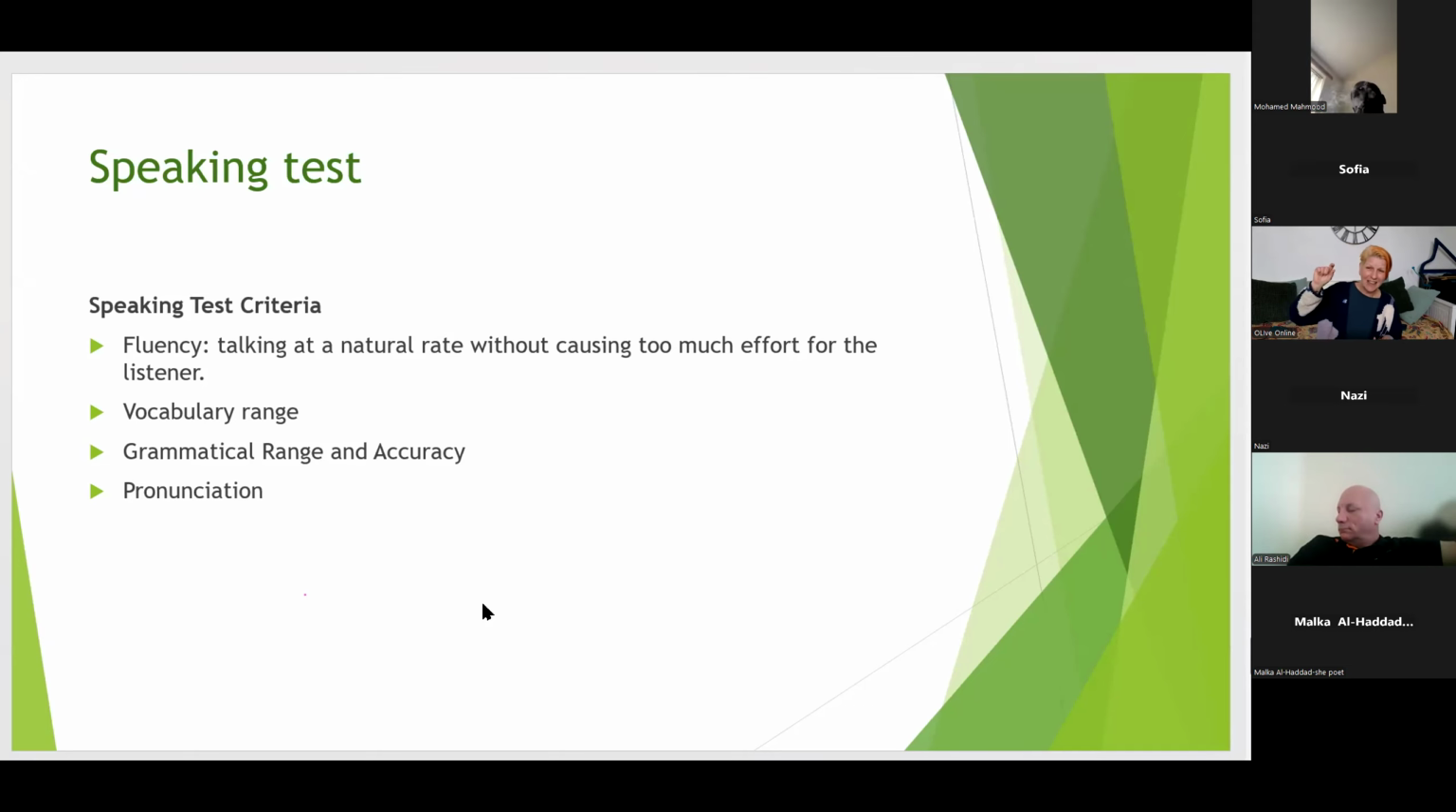By the way, even at bands 8 and 9, you're allowed to make mistakes. They don't expect perfection at any level. But once you are at level 6, your mistakes don't cause any confusion. They don't stop the person understanding what you're trying to say. And pronunciation. It's not about accent, it's about clarity. That's all that matters, clarity, not accent. And I'll give you some resources from them.